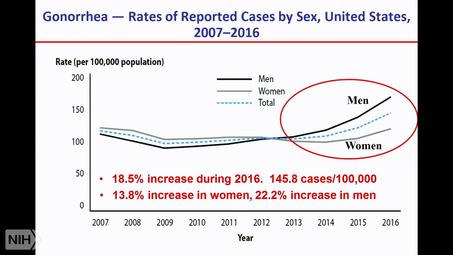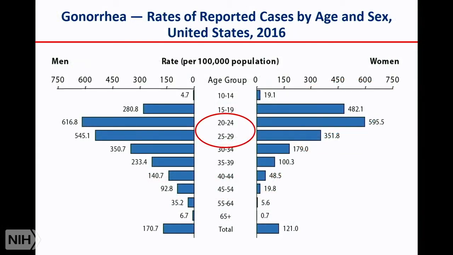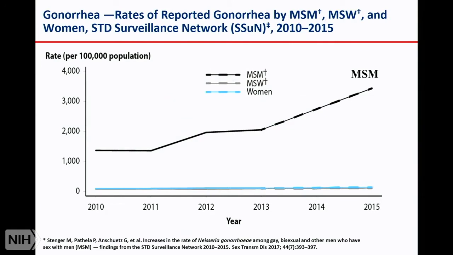Who's it going up in? It's going up in men, mostly, but also to some degree in women. So last year, we saw almost a 20% increase in the rate of gonorrhea. It increased 14% in women, 22% in men. So it's happening in both. And you can see, unlike chlamydia, where we had those high rates in the young women, here it's equal, slightly higher, actually, in the men, the key age group, 20 to 30. And if you take the men and break it out to men who have sex with women versus men who have sex with men, you can see the gonorrhea rate for the last 3 years is definitely increasing in this population.